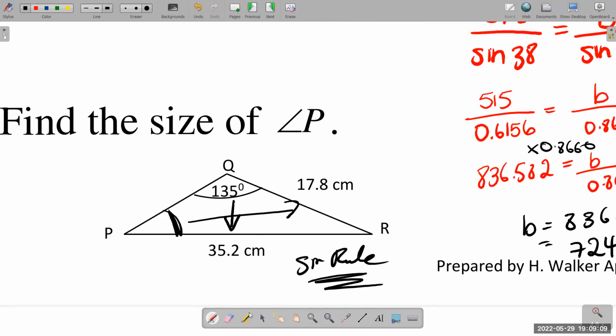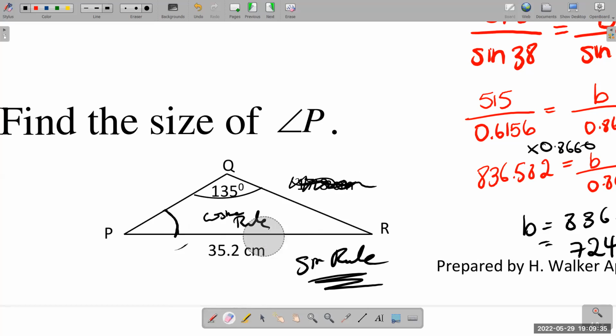Everybody with me? I'm going to tell you something. If this wasn't here, do you think we could have used the sine rule? Be honest. Look at it. If this was not here, we would have had to use the cosine rule. Everybody see that? Because this angle fell in between the two.